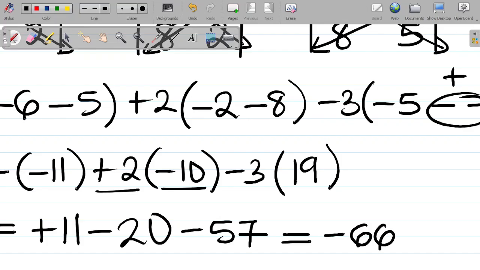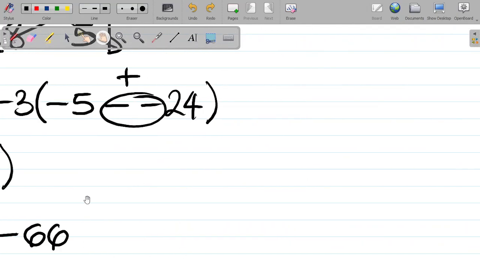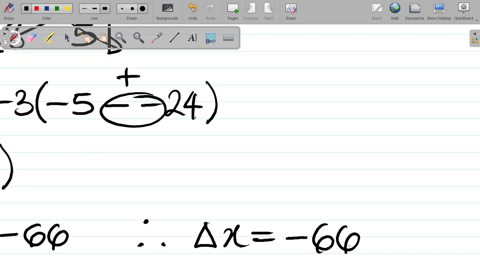Alright, so with this now we can say that lambda x is equal to minus 66. We've gotten the value for all the determinants. Determinant of lambda x is equal to minus 66. Let's now get the value of lambda y, the determinant of lambda y.